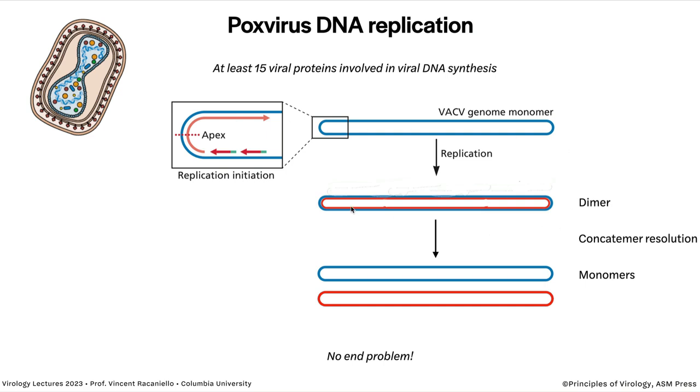You end up with a dimer. You can think of the genome as a monomer. It's basically one strand if you separated it, if you denatured it. And so now what we have done is we have copied that first strand all the way around, and we make a dimer. And then the two strands, of course, have to separate to make two new genomes, or one new genome and one original genome. And so how that happens isn't exactly known. It's called concatemer resolution. Nevertheless, there's no end problem because this is a circle very much like SV40 DNA.